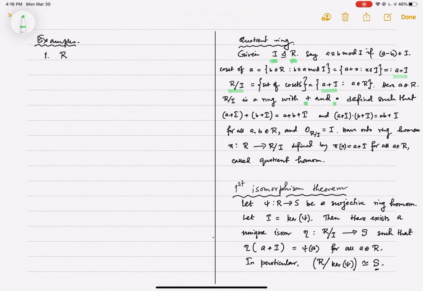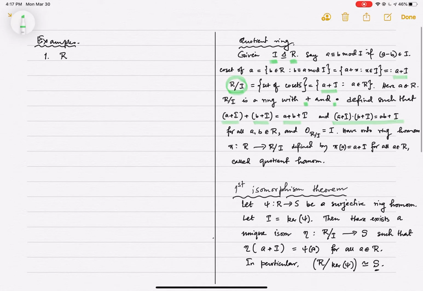The way this plus and dot works is that when you add a coset of A and a coset of B, you get the coset of A plus B, and similarly for the product. With these operations, this set R mod I forms a ring. The zero of the ring is the ideal I itself, so that's the coset of 0. 0 plus I is I. It forms a ring that's called the quotient ring. And you have this natural onto ring homomorphism from R to R mod I, taking an element A of the ring R to the corresponding coset A plus I. It's called the quotient homomorphism.